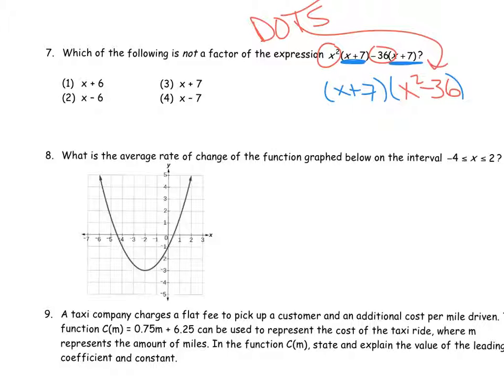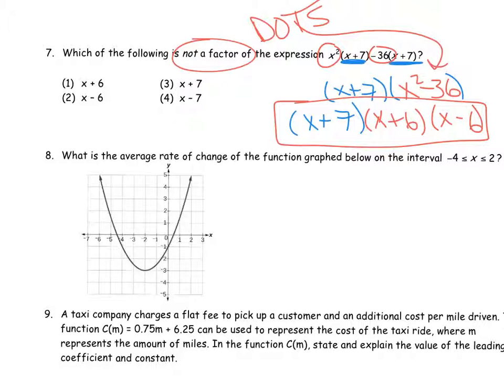So I'm going to rewrite my x plus 7, and I'm going to take the difference of 2 squares here. Well, I know the square root of x squared is x. And I know the square root of 36 is plus or minus 6. The question is asking, though, which is not a factor. So look at all your answer choices here, guys. X plus 7 works, x plus 6 works, and x minus 6 works. So by process of elimination, my answer has to be choice 4.